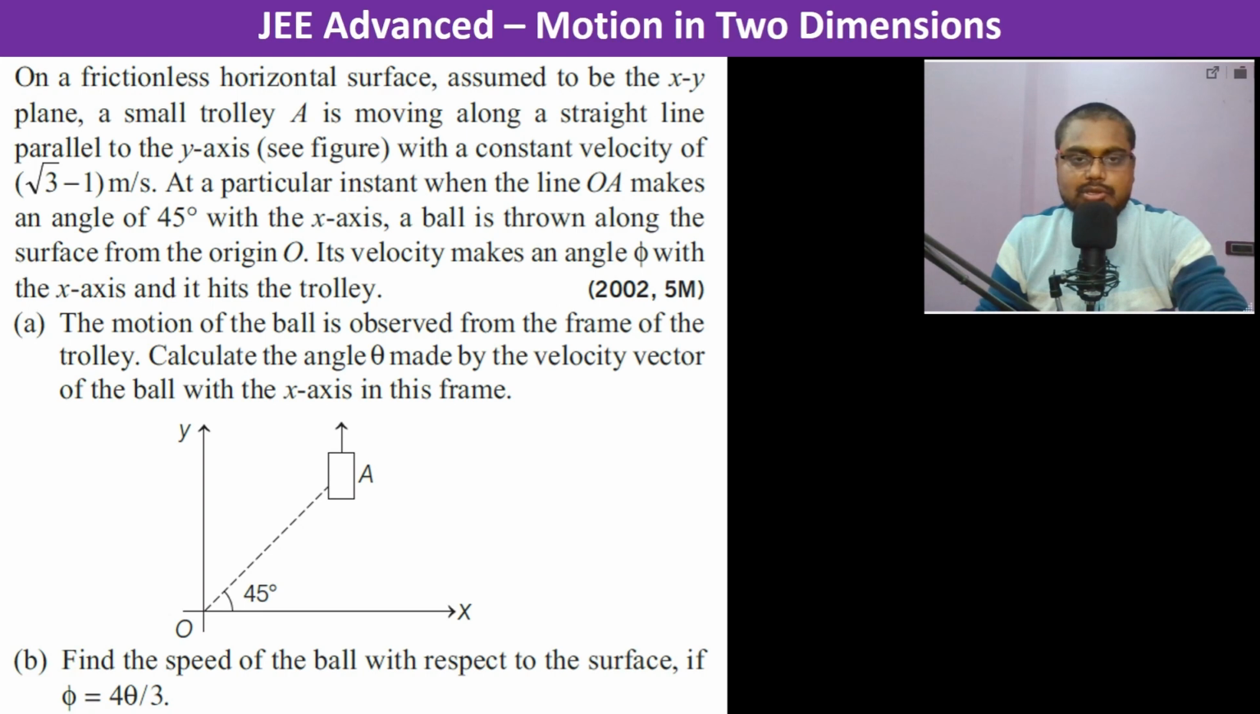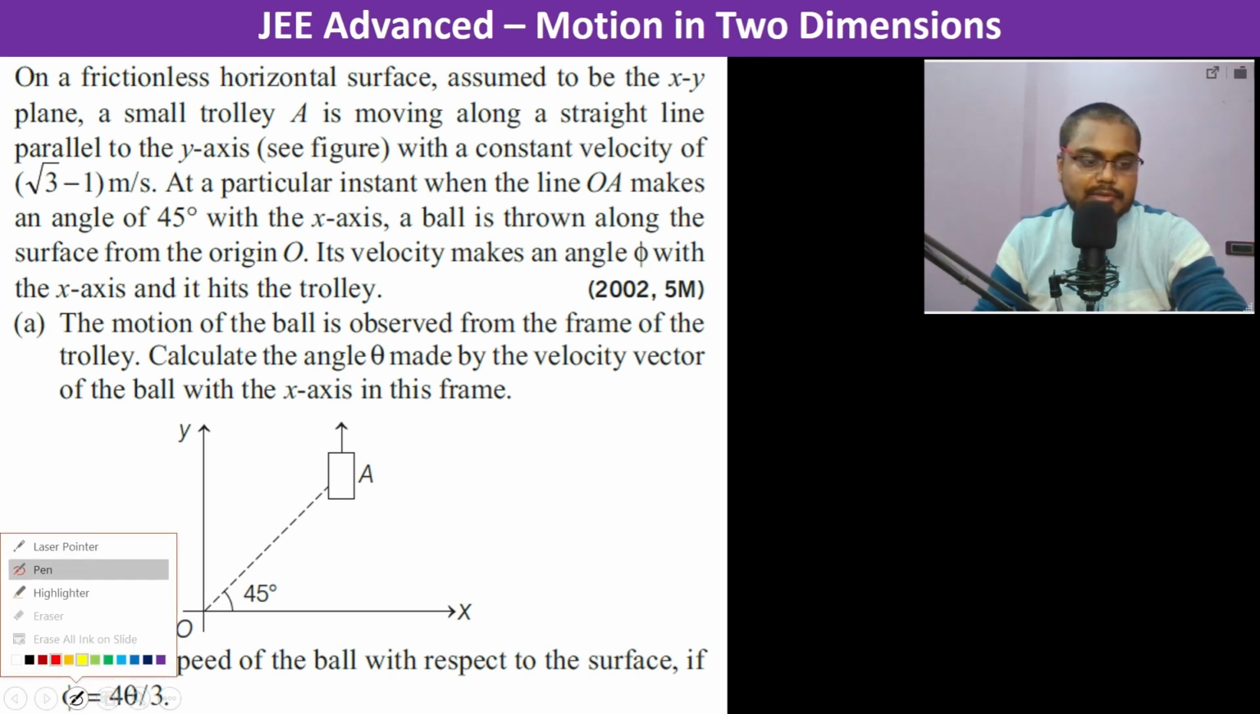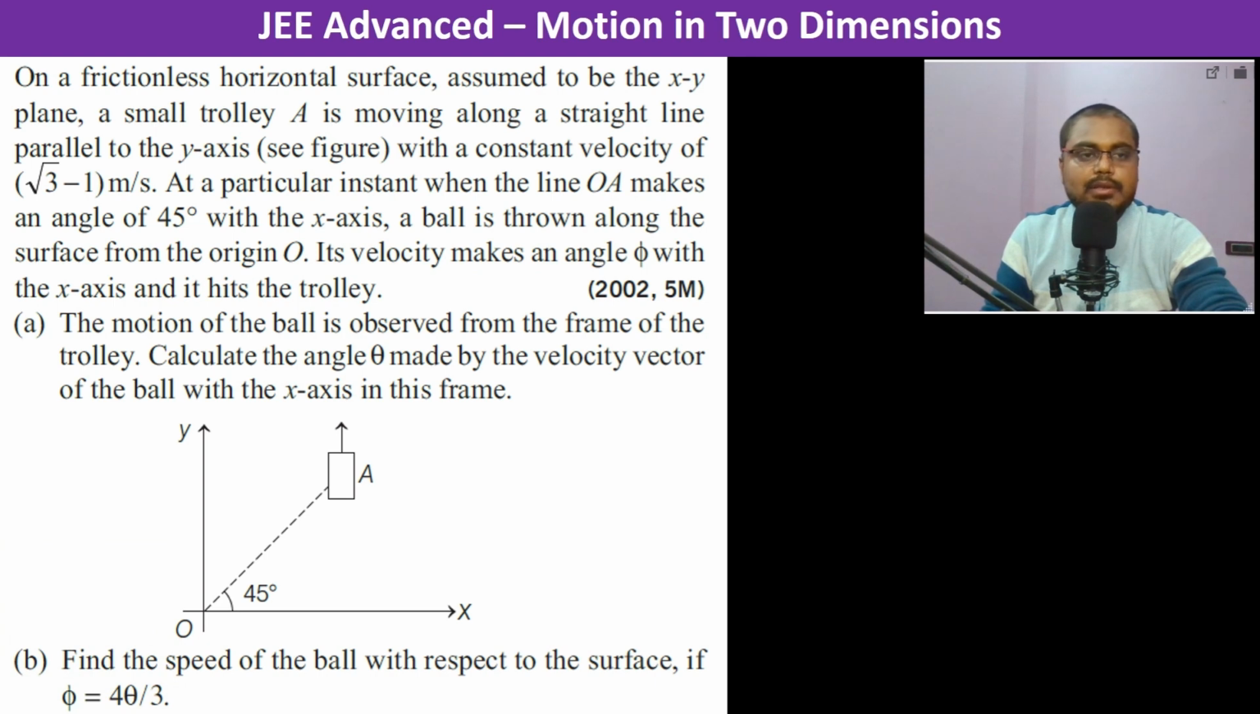On a frictionless horizontal surface assumed to be the xy plane, a small trolley A is moving along a straight line parallel to the y-axis, with a constant velocity of root 3 minus 1 meters per second. At a particular instant, the line OA makes an angle of 45 degrees with the x-axis. A ball is thrown along the surface from the origin O. Its velocity makes an angle phi with the x-axis and it hits the trolley.